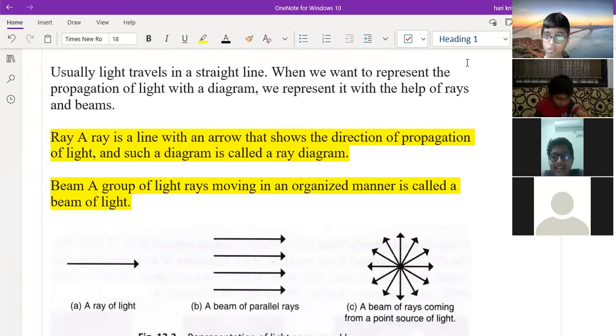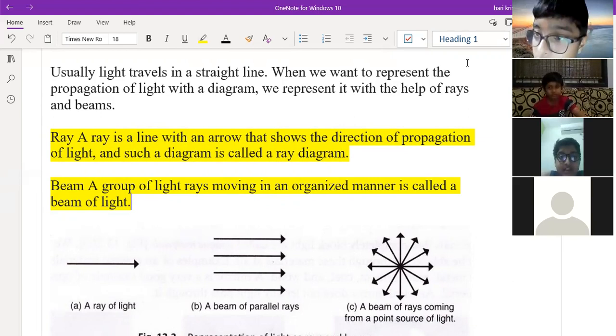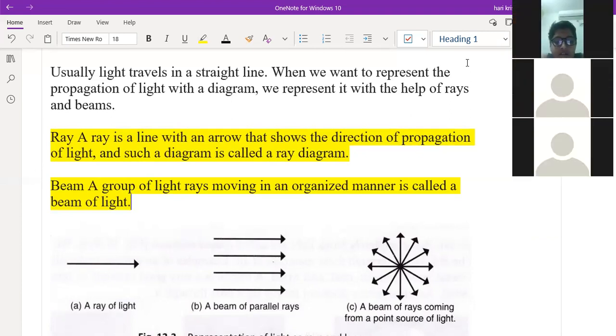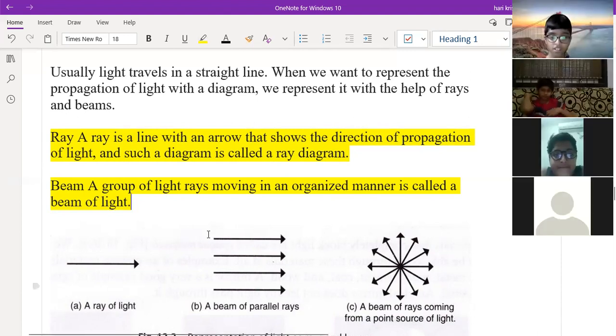Sir, now can you see me, sir? I can see you, no issue at all. I'm thinking about the ray of light, beam, parallel, and the beam, sir. In the B picture, the beam of parallel rays are there, right, sir? In C, it's not parallel. See, it is the point where the source of light is coming. Suppose you have taken a torch light, the light will travel in all the different directions, right? Yes, sir. But in the second picture, it's parallel, right, sir?